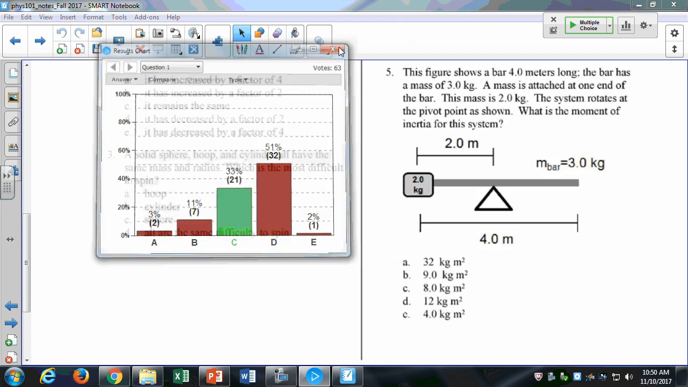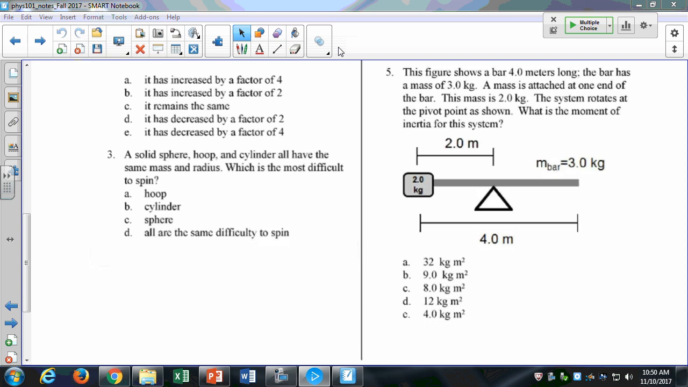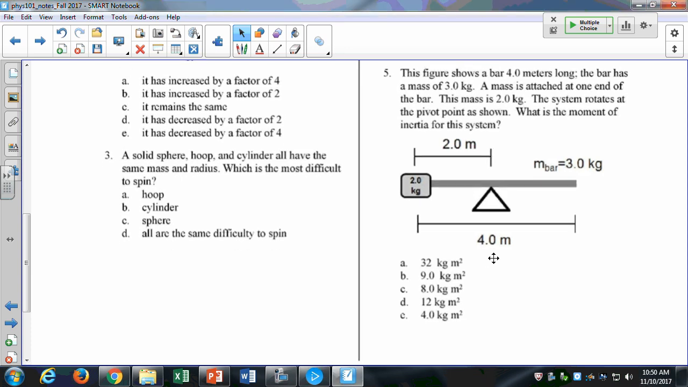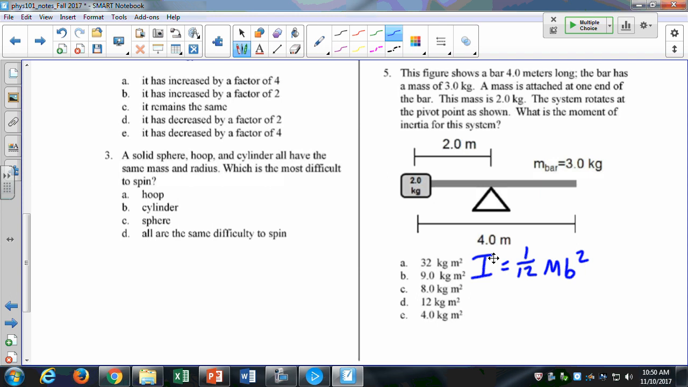C. Right answer, I'm pretty sure. Because look, there are 2 parts to this system. You have the bar that's rotating about a central axis, and then you have a particle at the end. So the moment of inertia for a bar, if I remember correctly, is 1/12 ML squared. Is that right? Yeah, so that's what a lot of you did. You said 1/12 of the mass, which is 3, times the length, which is 4, squared. That's 1/12 of 48, which is 4 kilogram meter squared.